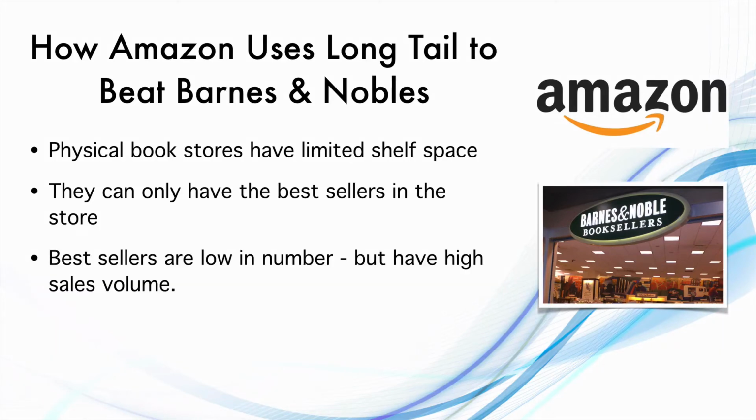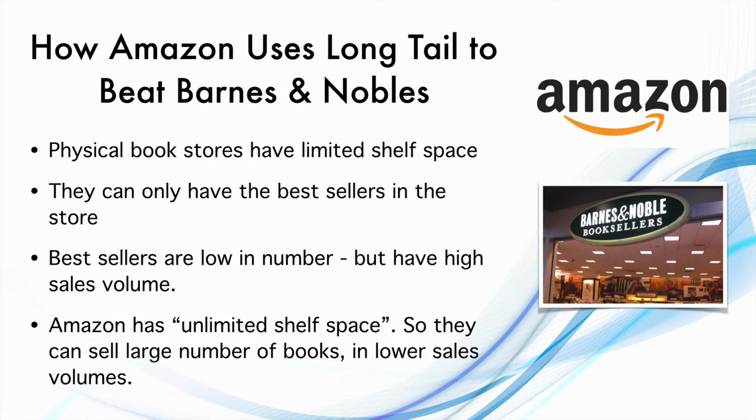Bestsellers are low in number but they have high sales volume. But Amazon has technically unlimited shelf space. They store all the books in a warehouse which is outside the city, not in a very high priced commercial area. So they can sell a large number of different books in low sales volumes. If Barnes and Noble sells a book only if it sells at least 500 copies a month, then Amazon can even store books which sell only 50 copies a month.